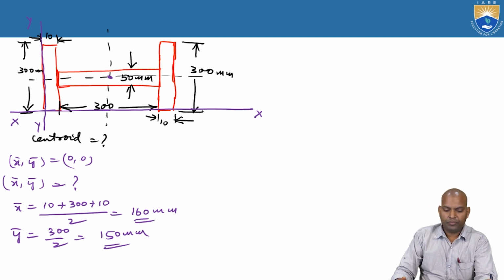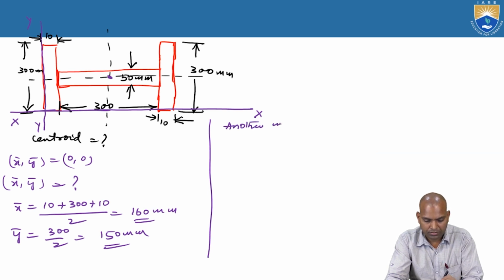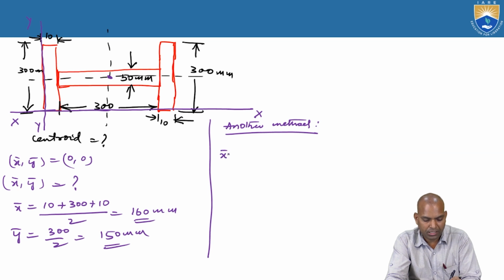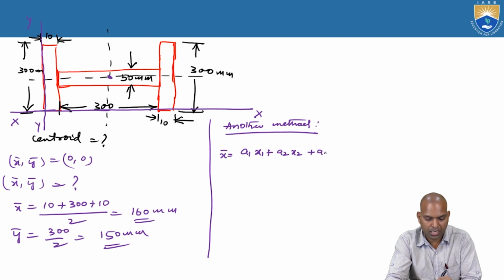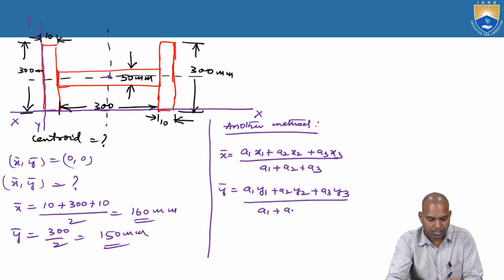Another method we are going to calculate, the second method. This is the first method we calculated. The second, alternative method is that bar x equals a1 x1 plus a2 x2 plus a3 x3 by the sum of a1, a2 and a3. And bar y equals a1 y1 plus a2 y2 plus a3 y3 by a1 plus a2 plus a3.